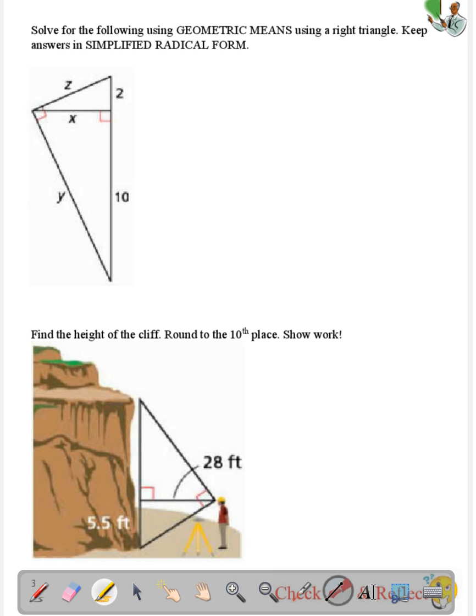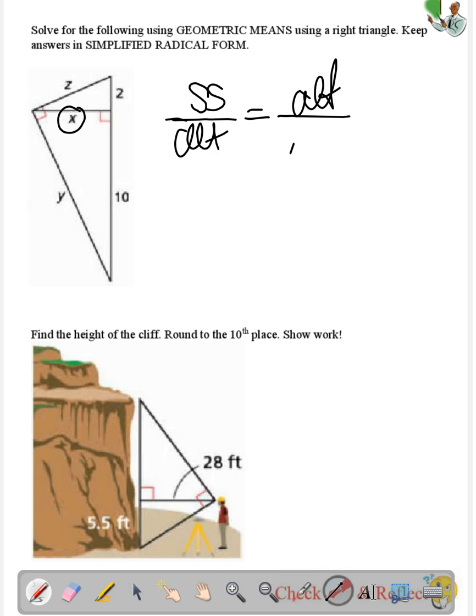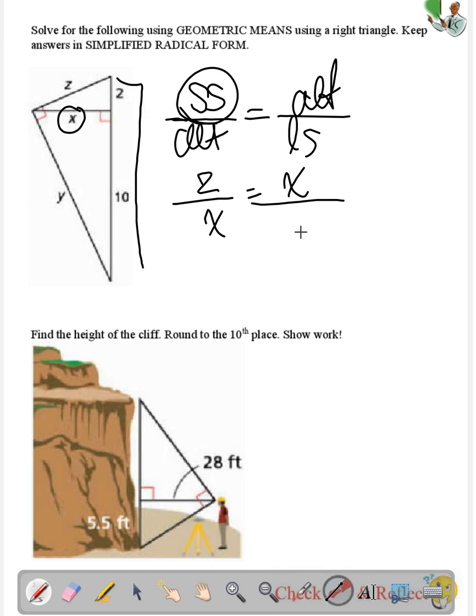So, for example, if we were to do this one here, if I wanted to solve for x, x is the altitude, so I would use the geometric mean using the altitude. So altitude, altitude, short segment, long segment. To solve for x, my short segment would be 2. My altitude is x, and my long segment, make sure you physically trace that, that's 12.